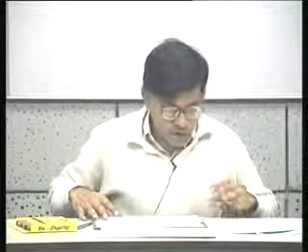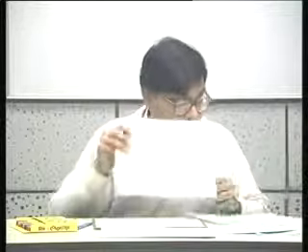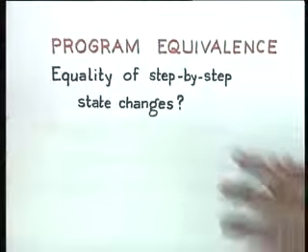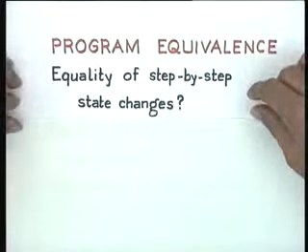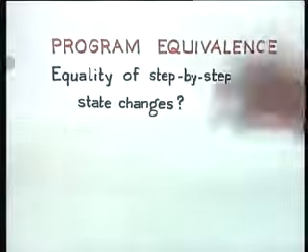Right? So, from the point of view of an implementer, you might actually be interested in the step-by-step state changes. So the next question is, what constitutes program equivalence, or when can you consider two programs to be equivalent? One viewpoint is that the step-by-step changes that take place should be the same. So given two programs, the state changes that take place should be the same.